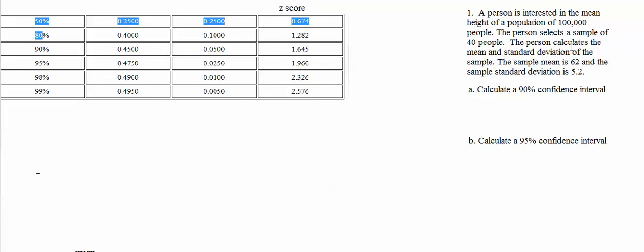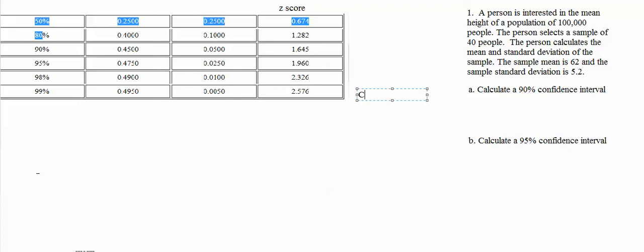What this person does is that the person calculates the mean and standard deviation of the sample, meaning the person uses the 40 heights that have been recorded from the sample and uses those numbers to calculate the sample mean and sample standard deviation. And the sample mean comes out to 62, and the sample standard deviation comes out to 5.2. So this is what a person would be doing in a real study. He would be calculating the sample mean and the sample standard deviation. How do we calculate a confidence interval when we have a sample standard deviation instead of a population standard deviation? You have to use a slightly different formula.